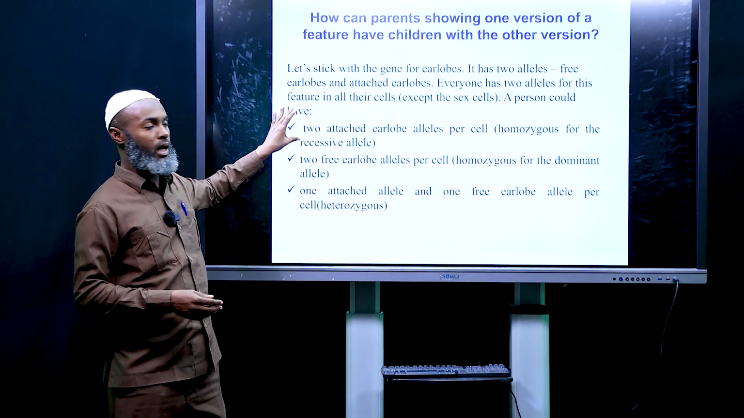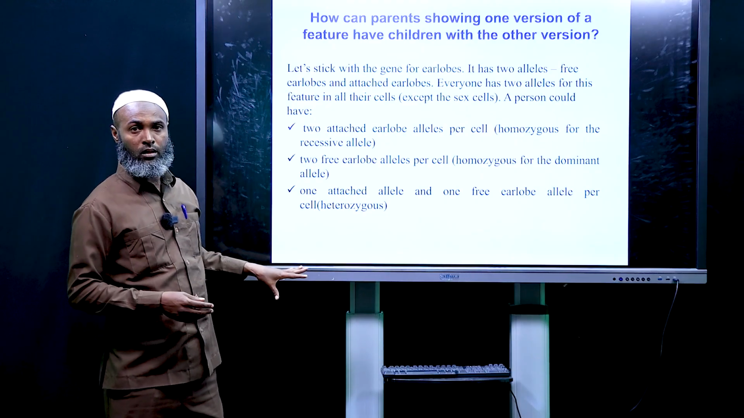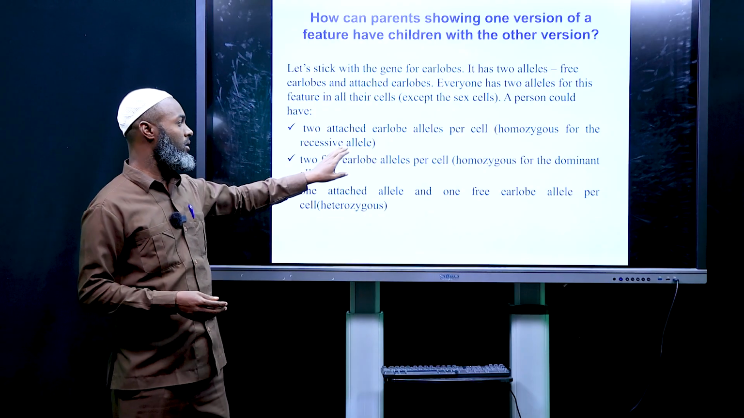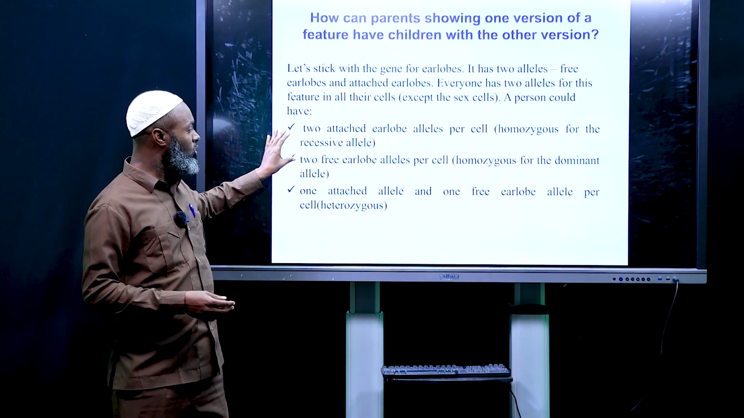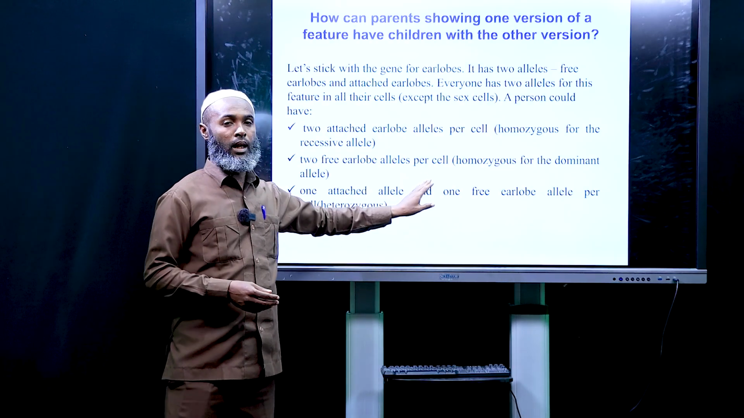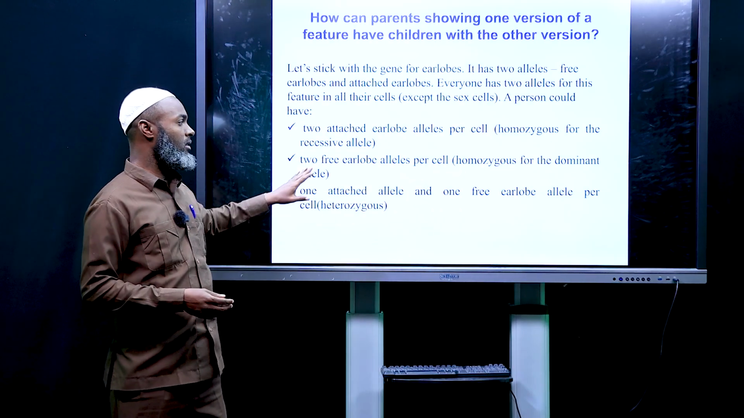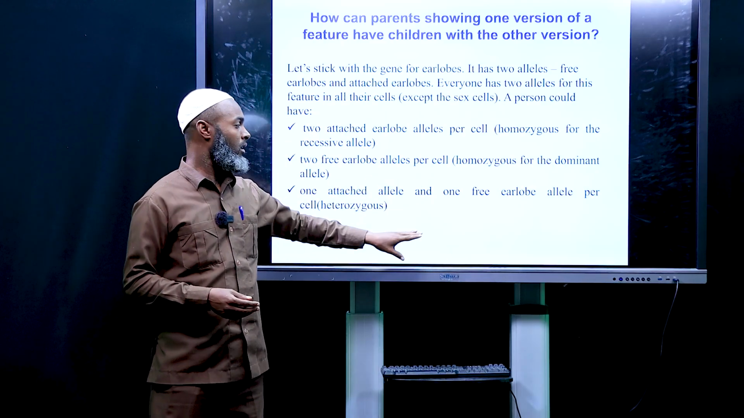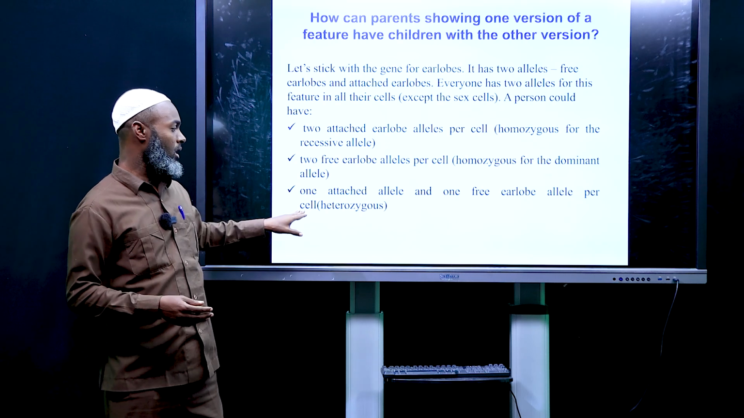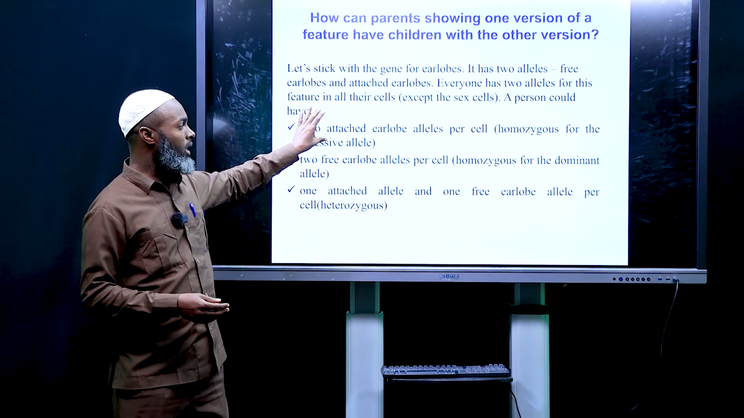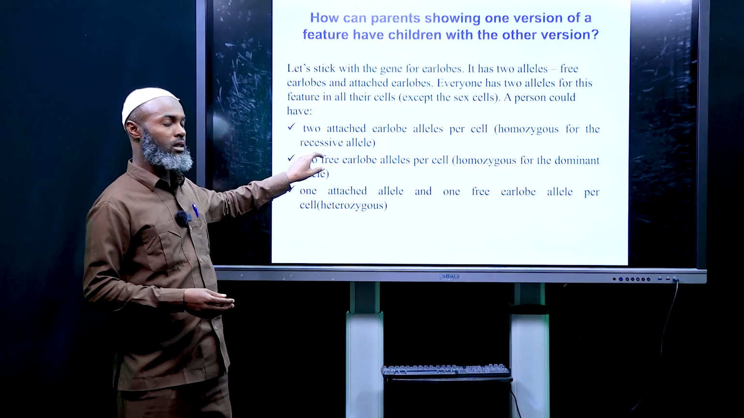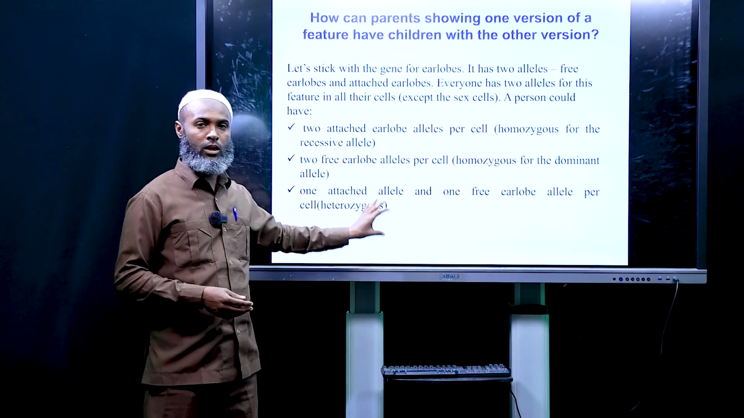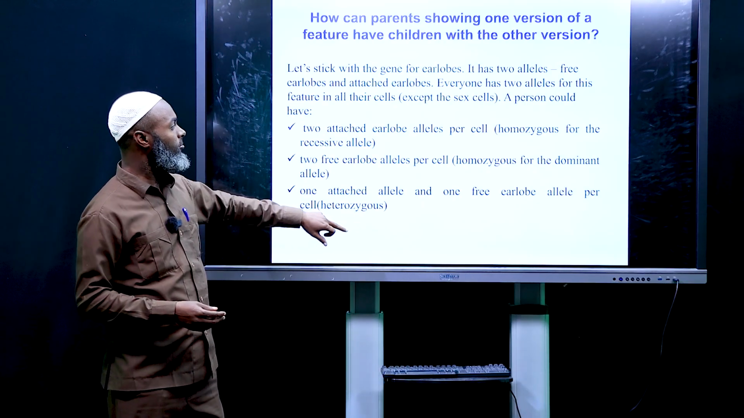A person could have any of these 3 scenarios: 2 attached earlobe alleles per cell, that is homozygous for the recessive allele, or 2 free earlobe alleles per cell, homozygous for the dominant, or one attached allele and one free earlobe allele per cell. This is the heterozygous case. This one is homozygous for the recessive. This one is homozygous for the dominant, and this one is heterozygous.